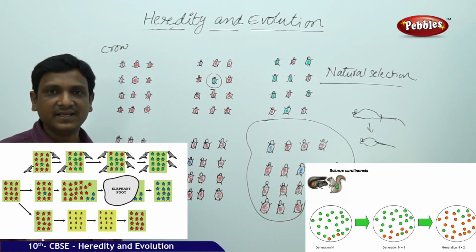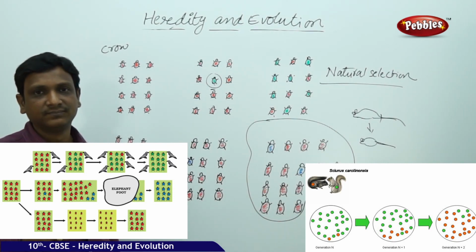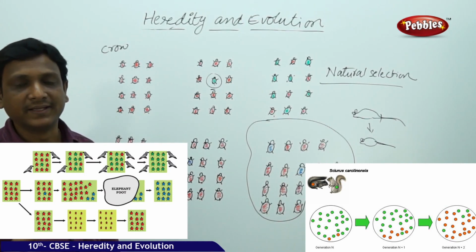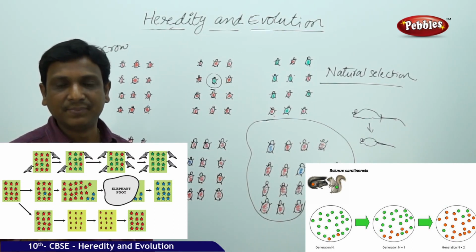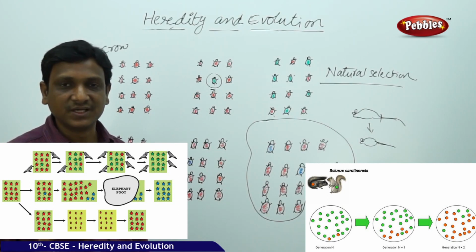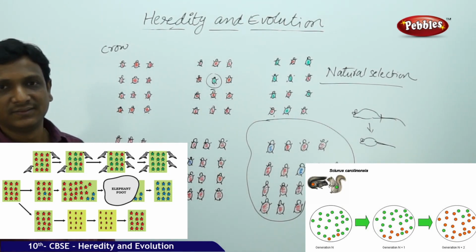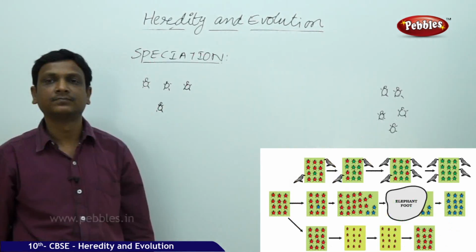Physically, if a person accidentally loses a hand or leg in an accident, it doesn't mean that his children will be born without a hand or leg. It is not inherited. The inheritance happens only if there is a change in the genetic material, only if there are changes or variations in the genes. That is what is reflected in the progeny, in the coming generations.